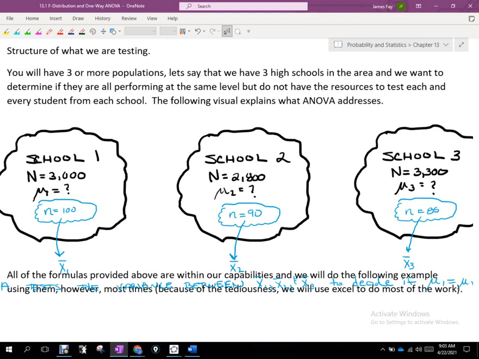But we might have resources to analyze some samples. So the first school, we take 100 students and we test them. We randomly select 100 kids out of this 3,000, and we test them on a standardized test. We take school 2, we take 90 of them, and we test them. And in school 3, we take 85 of them and we test them. Now, those n's do not have to be the same. They could be the same, but lowercase n, the number of people that I sampled, does not have to be the same.